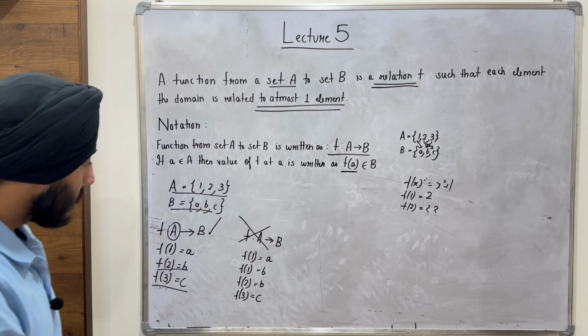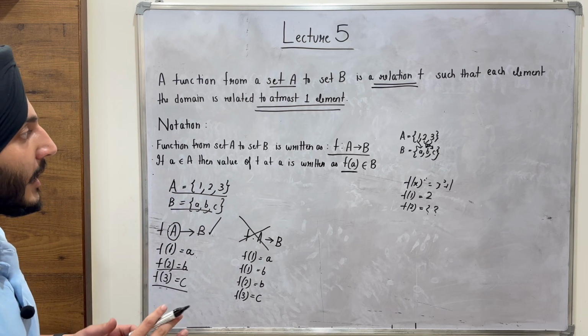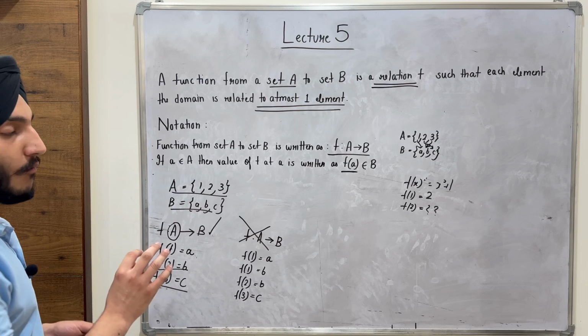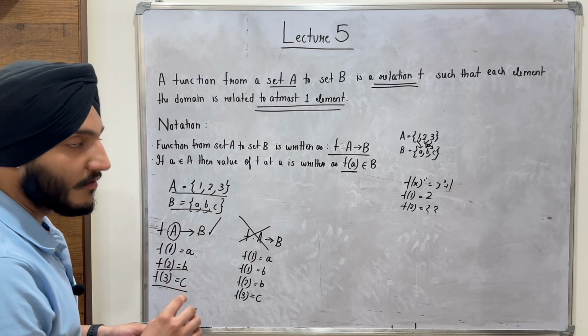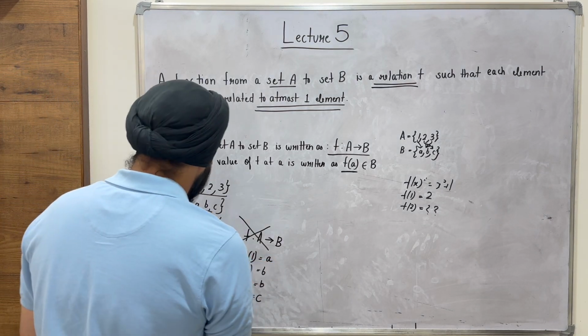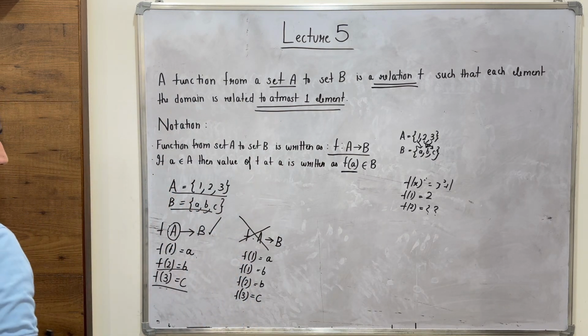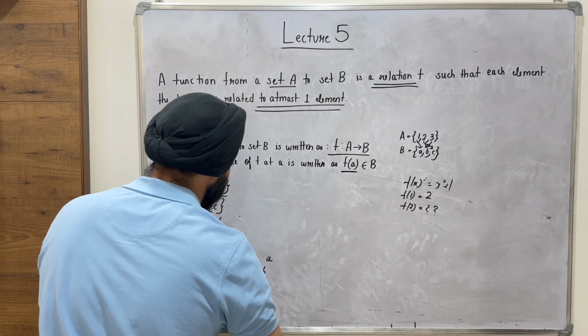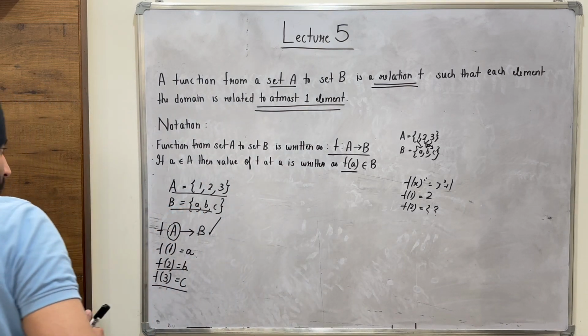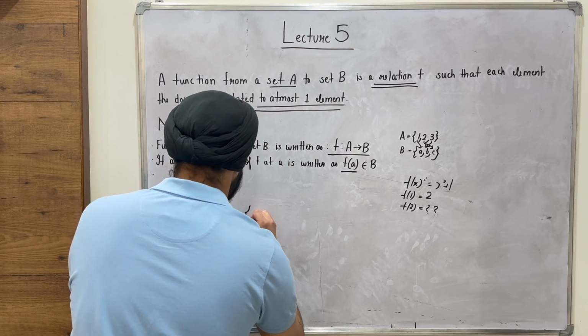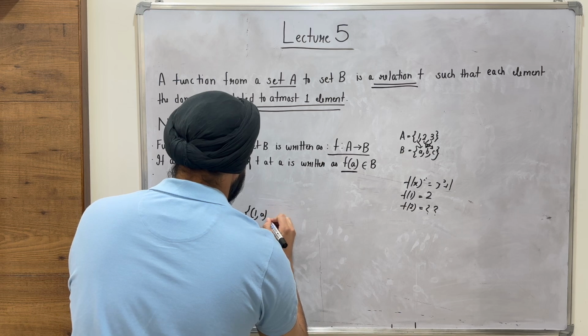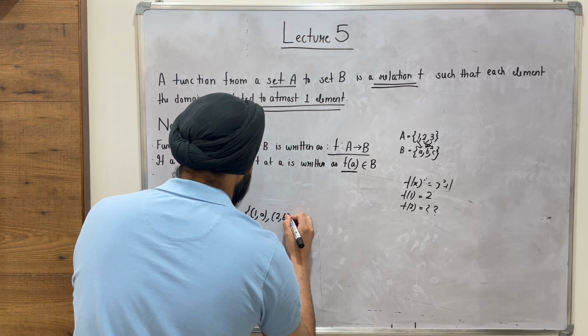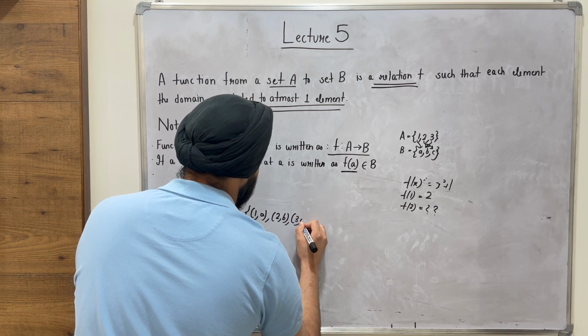Now let's try to understand this through an arrow diagram. There are different ways to represent functions in sets. So for example, if I have to represent the function over here, I can represent it as (1, a), (2, b), and (3, c).